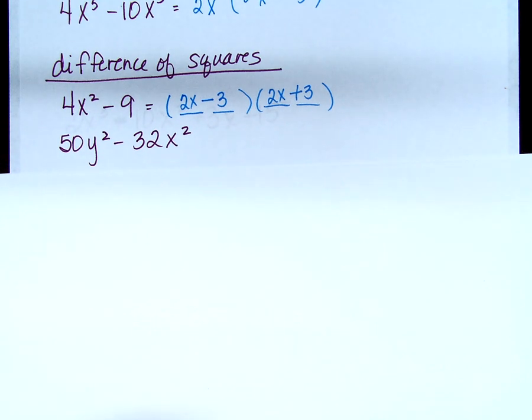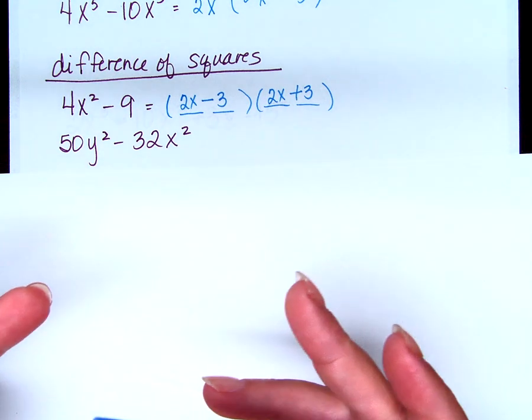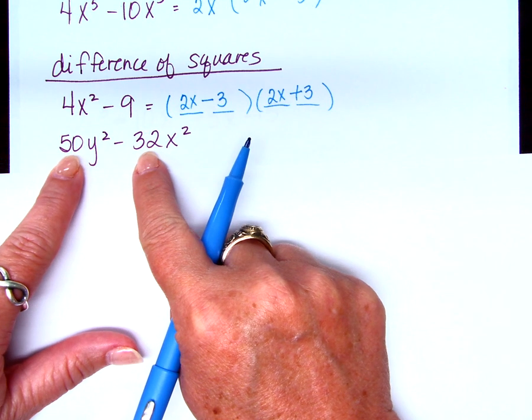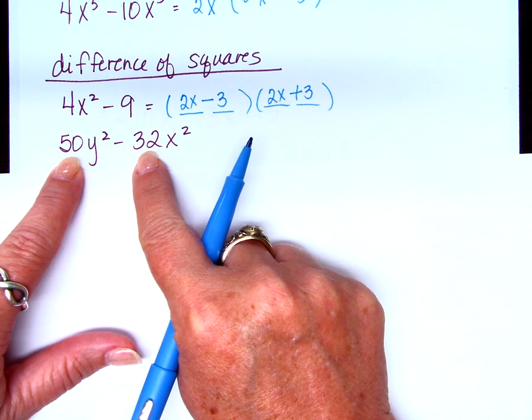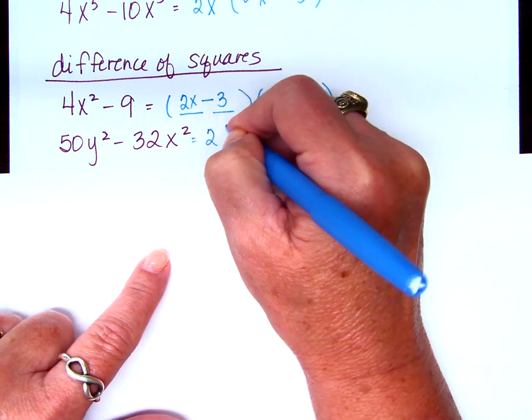50y squared minus 32x squared. Is this the difference of squares? No, it's not, is it? Like, what times itself equals 50? Nothing, right? But what do you notice about these two numbers? They're both even. So what does that mean? They're divisible by 2. What if I factor out a 2 from each term? What do I have left?